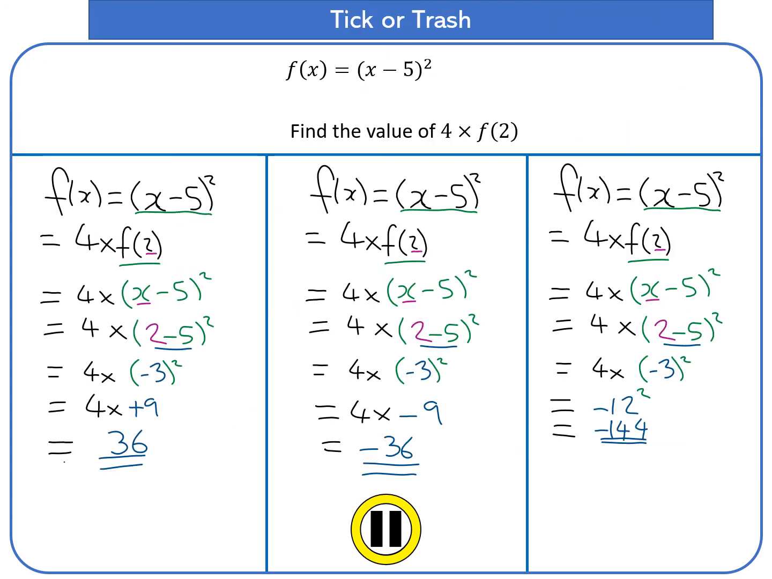Tick or trash. Read the task below. Press pause and identify which of the 3 solutions is correct. Press play and I'll let you know if you're right.